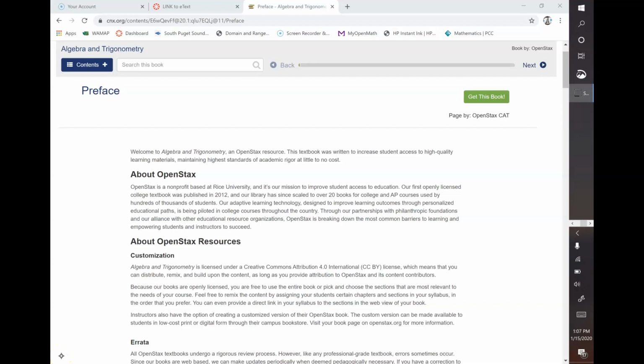Hi everyone, we're going to look at section 1.6, rational expressions and doing operations with rational expressions. So first thing I want to do is really emphasize the importance of reading the textbook.